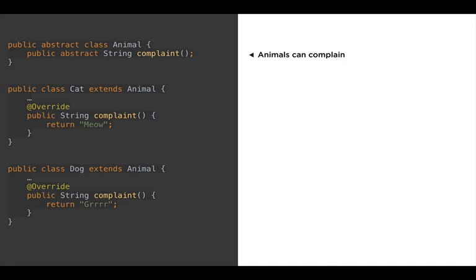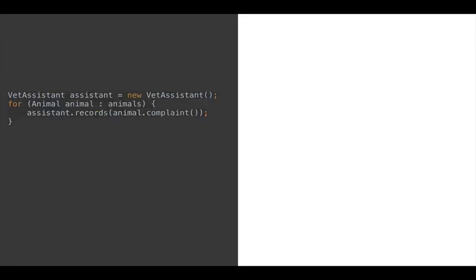Now the animal class is an abstract class, and we create an abstract method that needs to be implemented on every concrete class that extends animals. So in the case of the cat, a cat complains by meowing. A dog complains by growling. So now suppose we have a vet assistant whose job it is to record the animal complaints. The assistant will record each animal complaint, but won't need to know what sort of animal it is. This makes the code a lot cleaner and more generic, as we can see here.